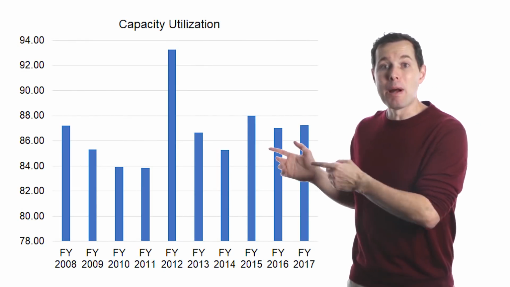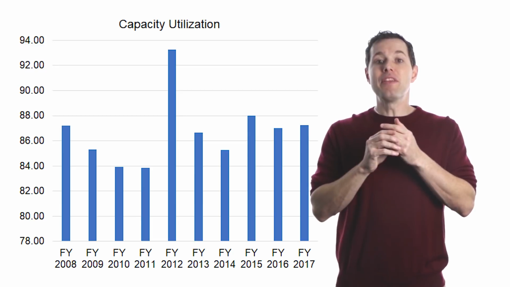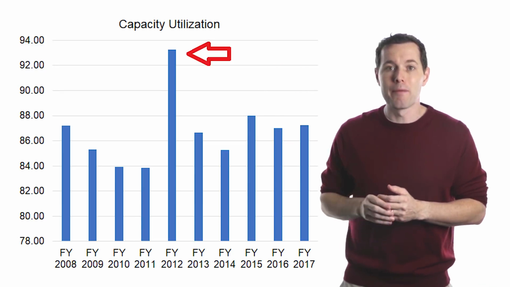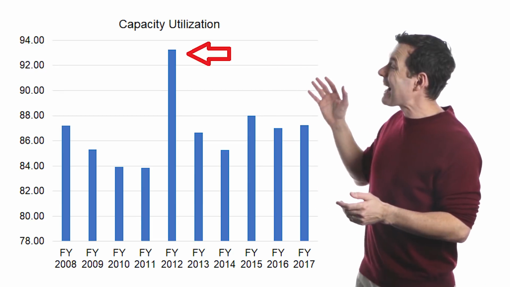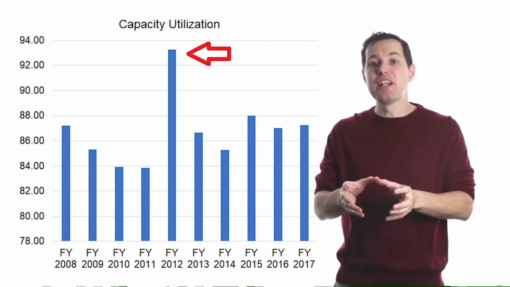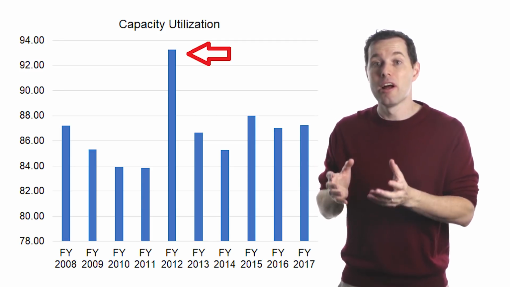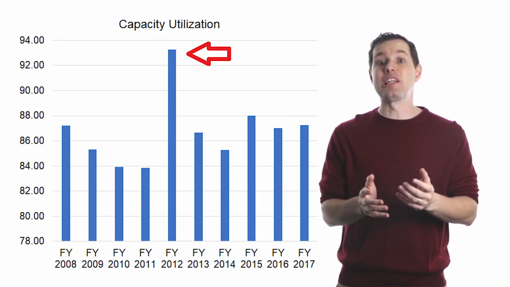Now, to tie this all together, this chart is very helpful. This chart is capacity utilization. So this tells us, if you look at the tall middle bar, we can see that a bit over 93% of their available capacity was used. The higher the number, the better for capacity utilization.